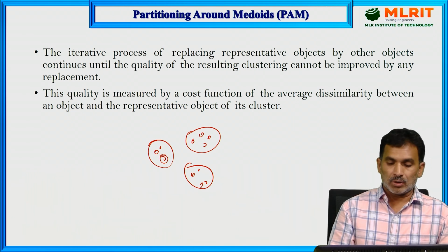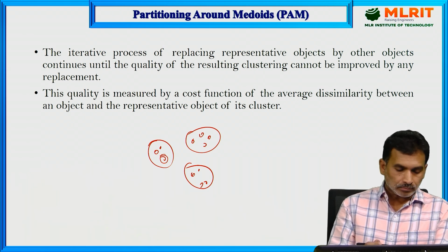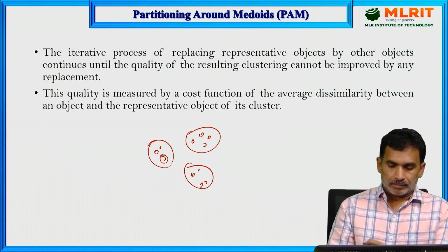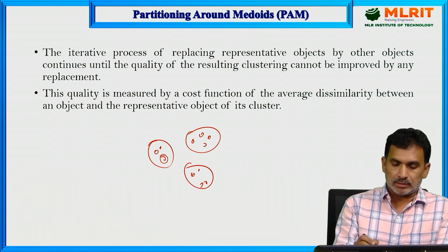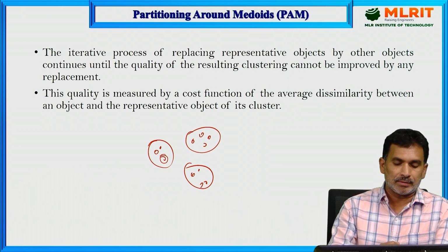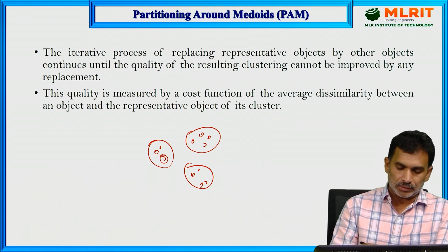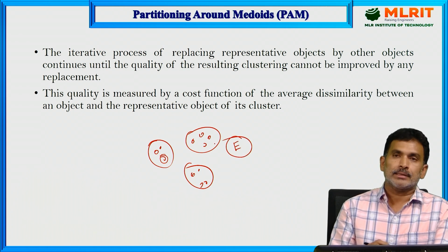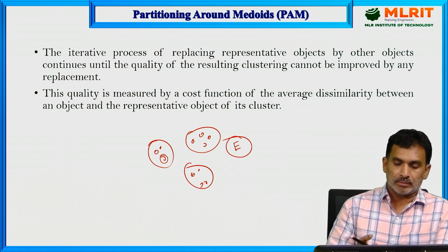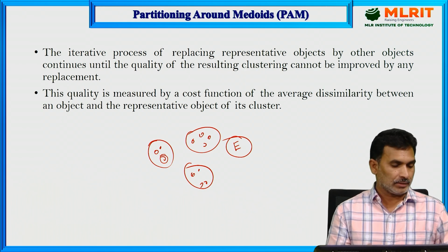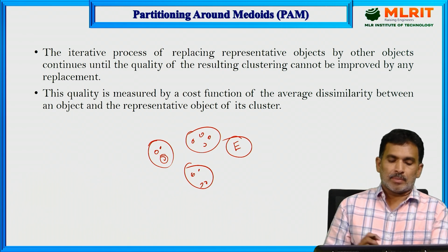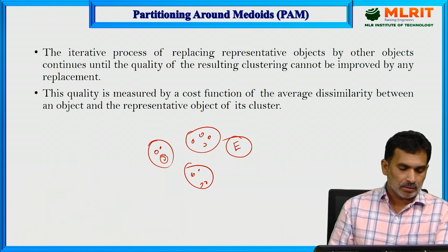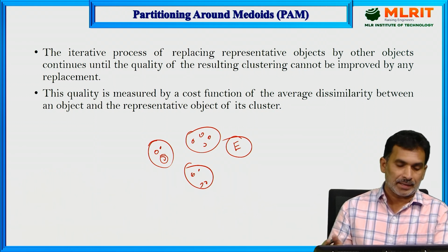But in the case of medoids, how are we going to stop, or which criteria are we going to use? Here we have to replace the representative objects by other objects until the quality of the resulting cluster cannot be improved. Every time we calculate the error, and based on that, we measure the quality of the clustering. If there is no improvement, then we will stop. The quality is measured by a cost function of the average dissimilarity between an object and the representative objects. It's a cluster dissimilarity. Both are different.